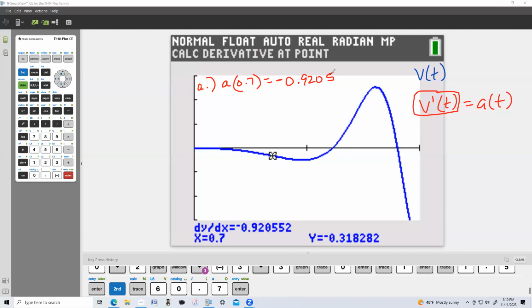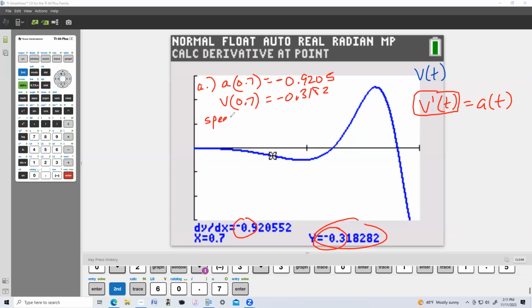So if we think about this, our y value is velocity. Our velocity is negative. Our acceleration is negative. Since they're both the same sign, it actually means the bug is speeding up. So now we know that it's speeding up at time 0.7, which actually answered the second part. Since we know that the acceleration is negative, the velocity right here at the same time is negative 0.3182. Since the signs are the same, we know that's speeding up.